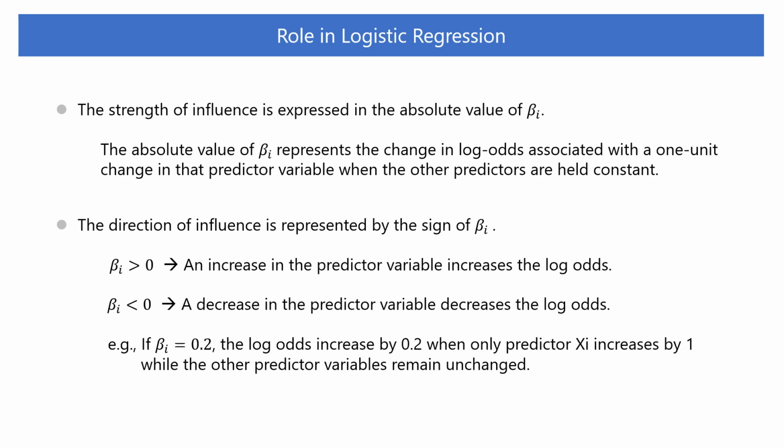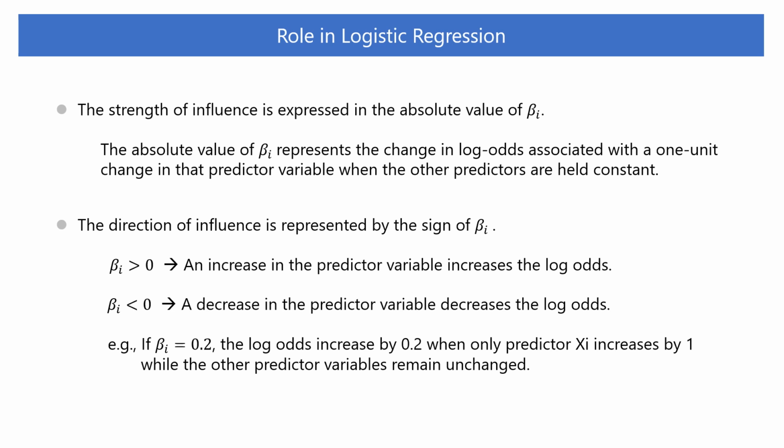The direction of influence is represented by the sign of the coefficient of each predictor variable. When the coefficient is positive, an increase in the predictor variable increases the logits. In other words, an increase in the predictor variable increases the probability of an event occurring. Conversely, when the coefficient is negative, the logits decrease with an increase in the predictor variable. In other words, when the coefficient is negative, the probability of an event occurring decreases with an increase in the predictor variable.